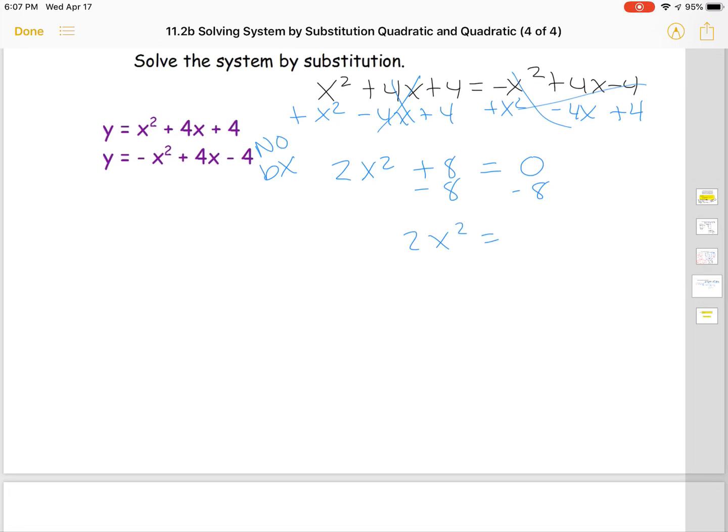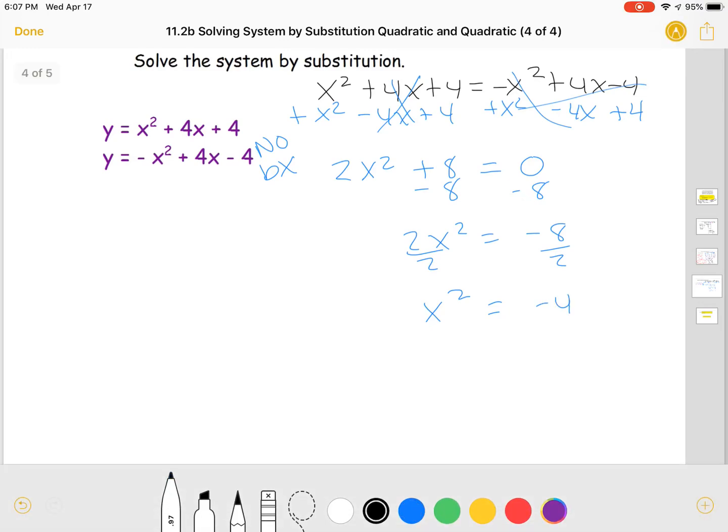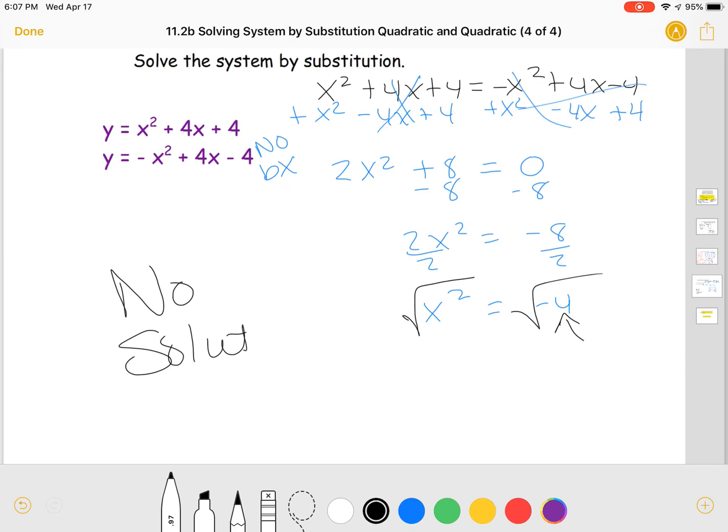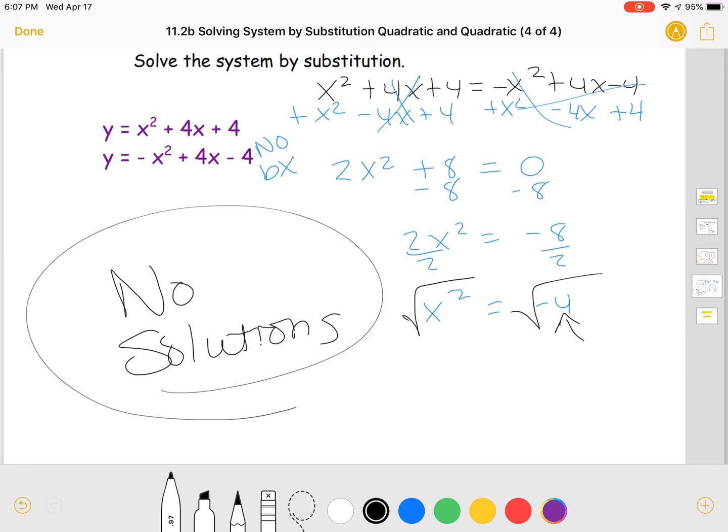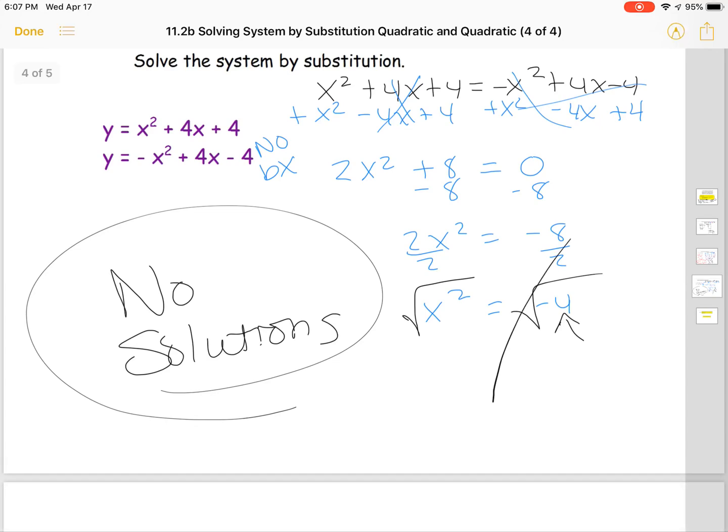Well, 2x squared equals negative 8. I'm going to divide by 2. x squared equals negative 4. When I take the square root of both sides, oh, I cannot take the square root of negative 4, so that means I have no x values, which means this has no solutions. And that is how we solve systems of quadratics using our substitution method.